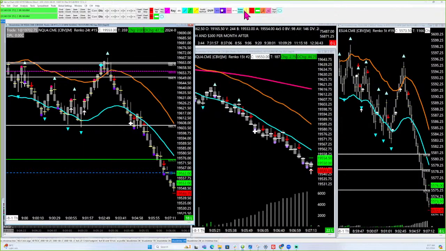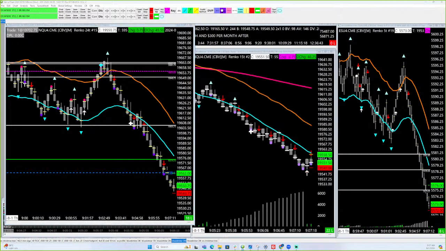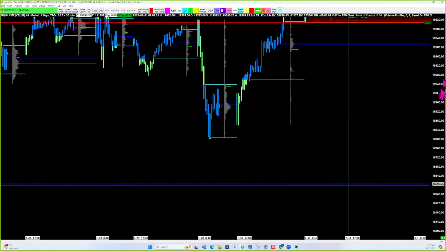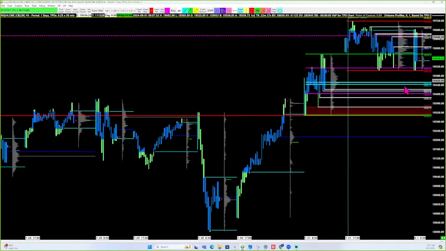This puts us back into yesterday's high, above. Just keep track of where you are on the chart so you don't lose your spatial recognition. So this puts us back into yesterday's high at 19,574.